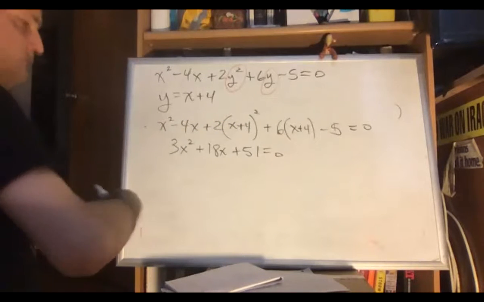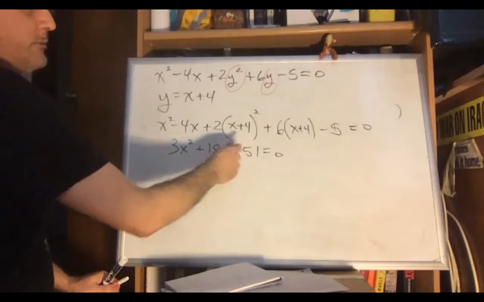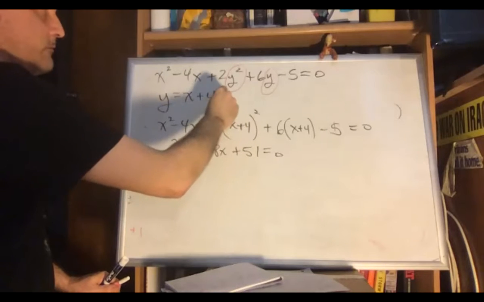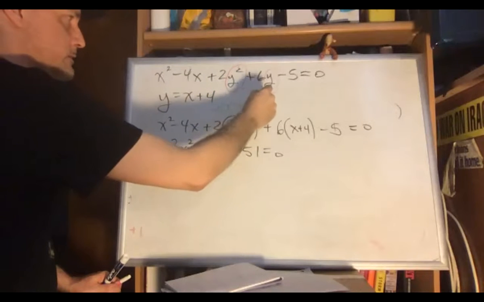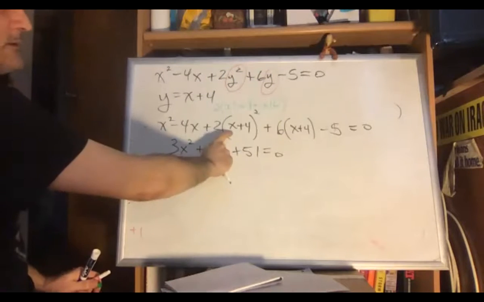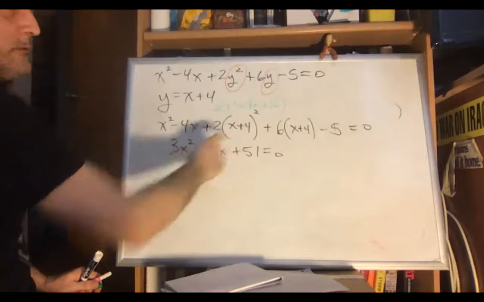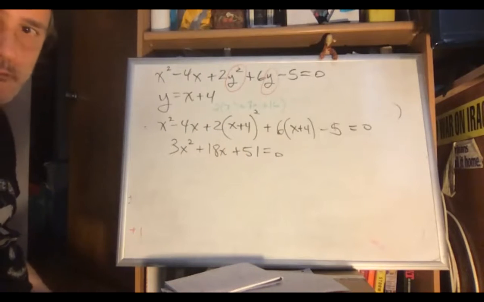All right, and again, what you want to do when you multiply it all out is don't multiply the 2 here, because you got to do the exponent first. So this would become 2 times x squared plus 8x plus 16. And again, remember, it's not distribute the exponent. This is not x squared plus 4 squared. All right, so just to point that out. Okay, so far so good?